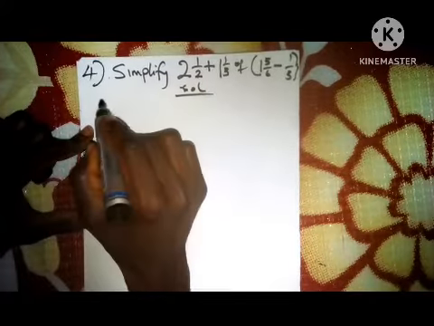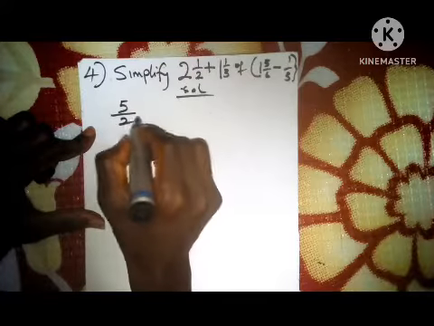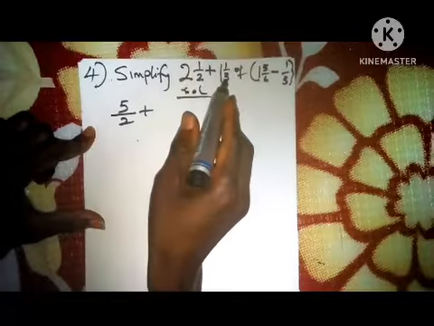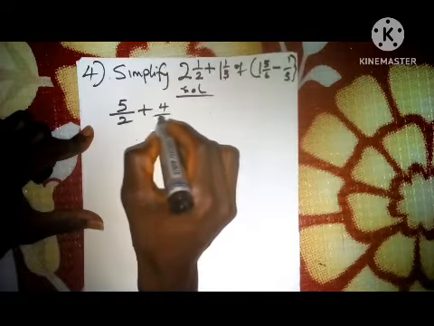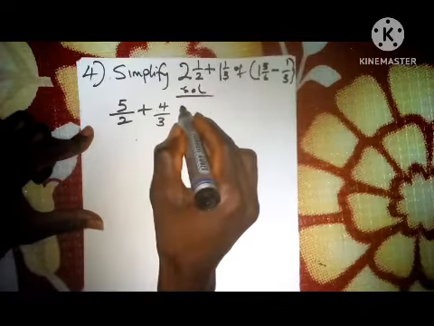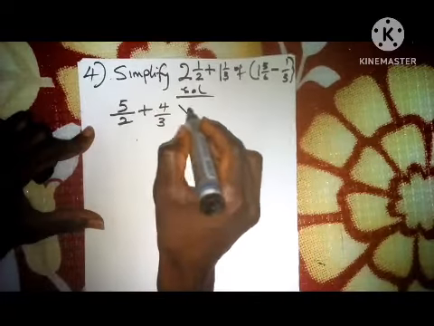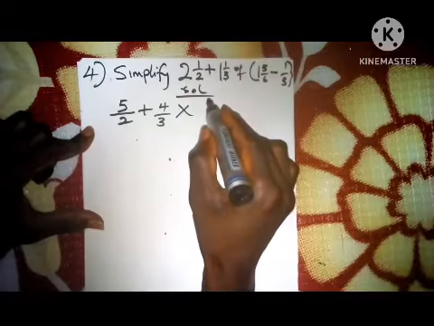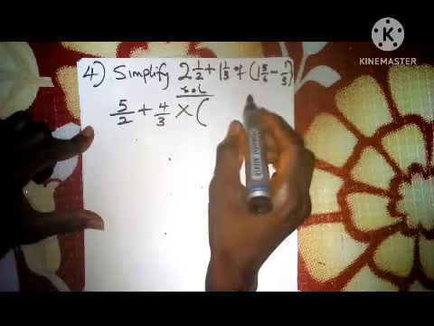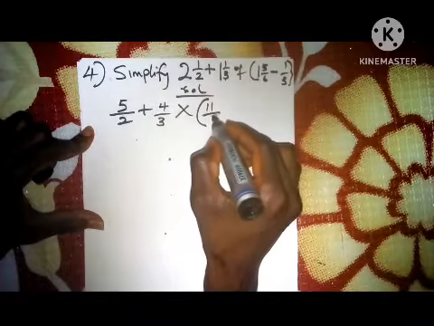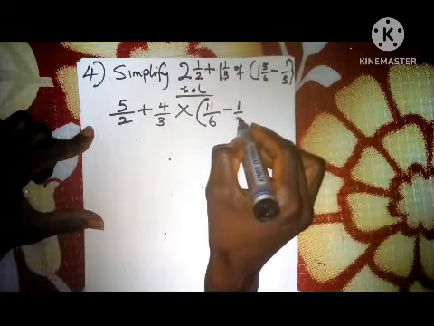this times this will give us what? 4. 4 plus 1, 5. 5 over 2 plus this times this, 3. 3 plus 1, 4. 4 over 3. This "of" means what? Times. Let's change this straight, "of" to times. Then we'll have this bracket open. 6 times 1, 6. 6 plus 5, 11 over 4 minus 1 over 3.